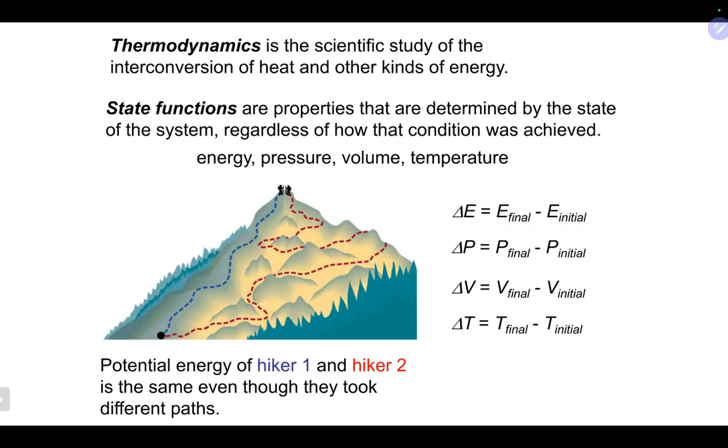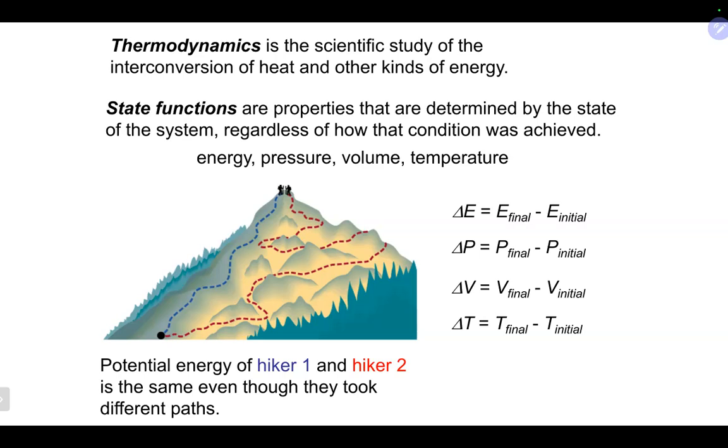If we look at our two hikers there on the mountain, our blue hiker took the more direct route to the top of the mountain. Our red hiker there took the scenic route around the mountain. In terms of potential energy, they both have the same potential energy because they both started in the same location and ended in the same location. It just took the other guy a few different ways to get there.